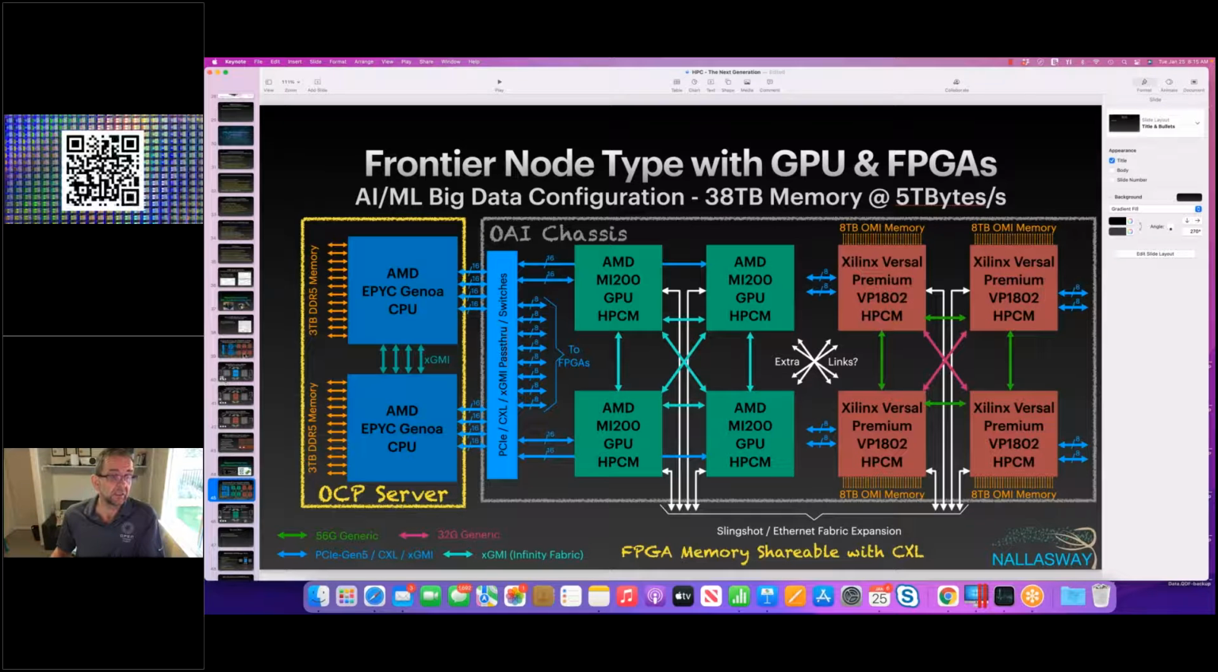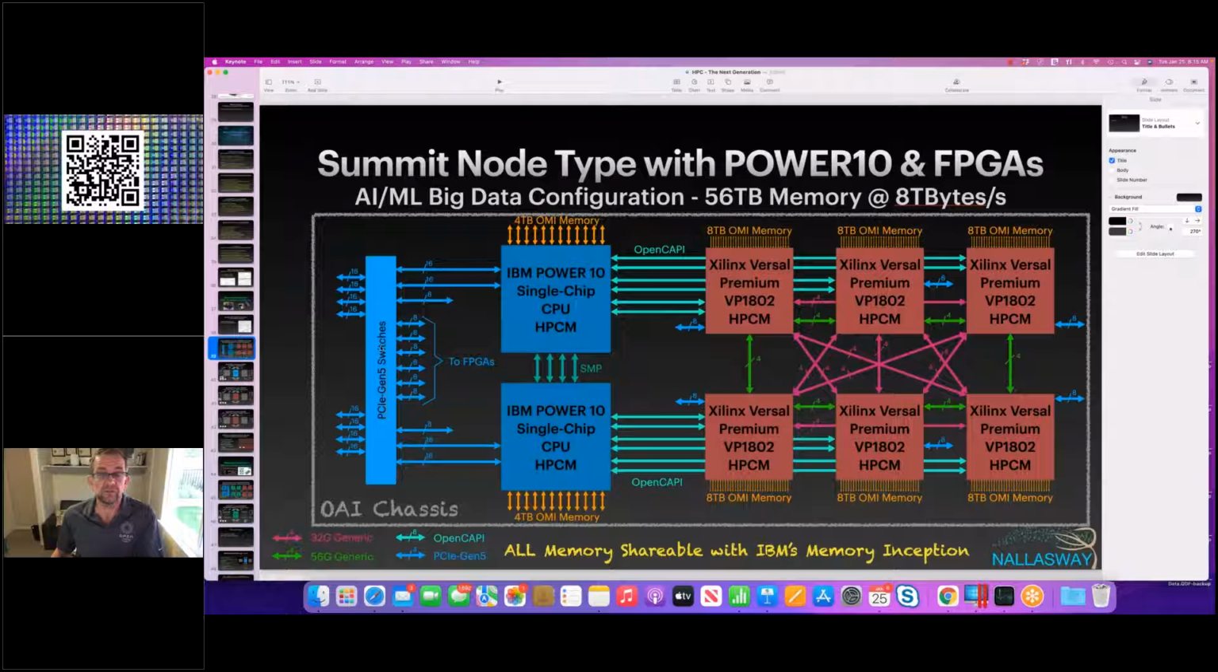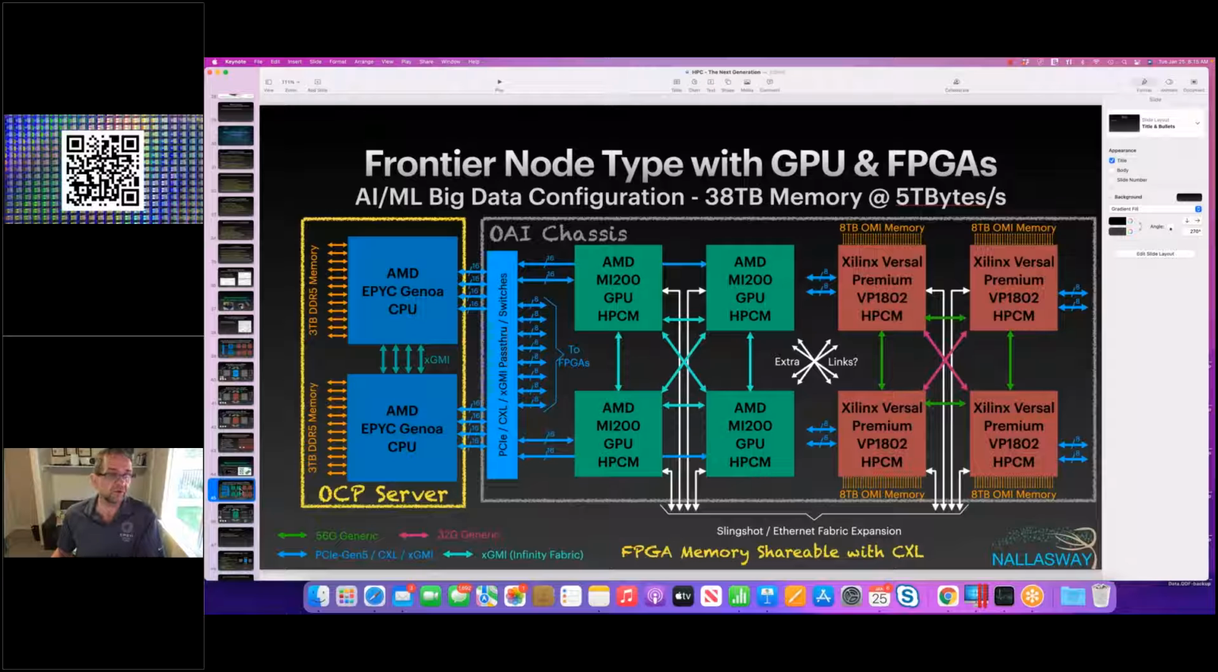So today I wanted to focus on this one. To make these two systems up, we just need 3 module designs. We need the IBM Power 10, we need the AMD MI200, and we need the Xilinx Versal FPGA. And in the case of the AMD system, we'd also need an AMD OCP server that connects to the OAI chassis as well, if that exists with Genoa going forward. I don't know, this was just a hypothetical, whether it comes to reality or not.